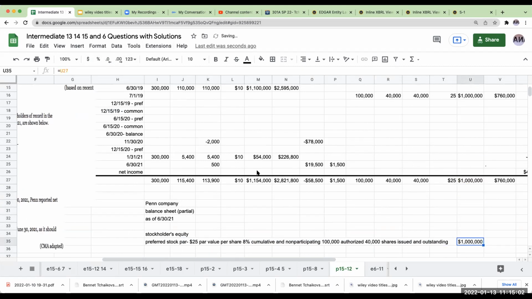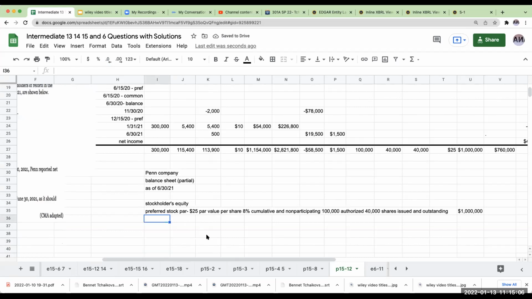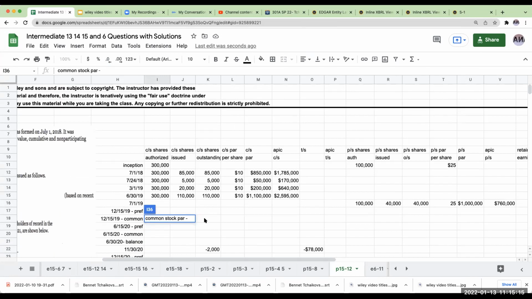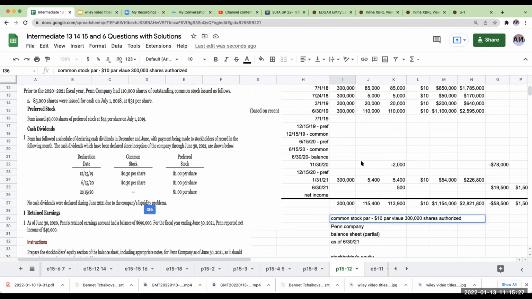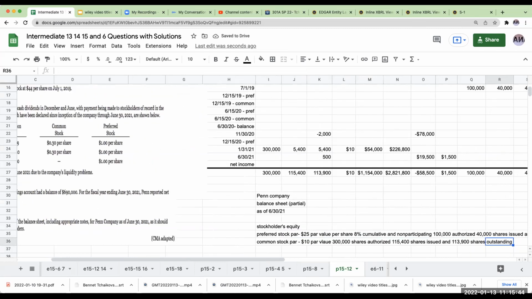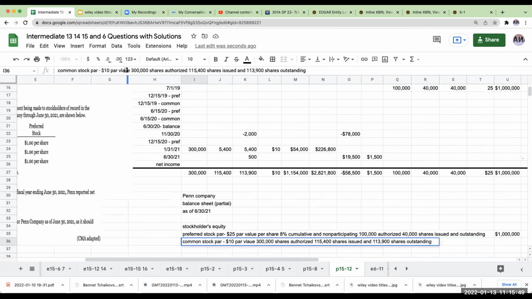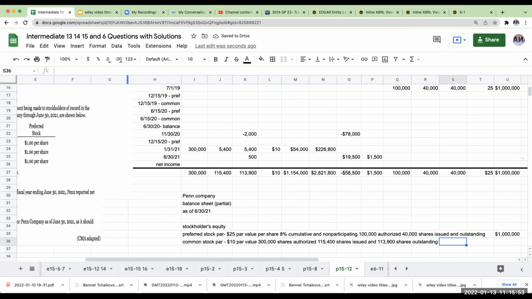Okay, right then. The next thing we would show is common stock, par. This is going to be a $10 par value. 300,000 shares authorized. And then we're going to say 115,400 shares issued and 113,900 shares outstanding. So this over here is going to be 1,154,000. And your book shows that this is total, they'll call this total capital stock.